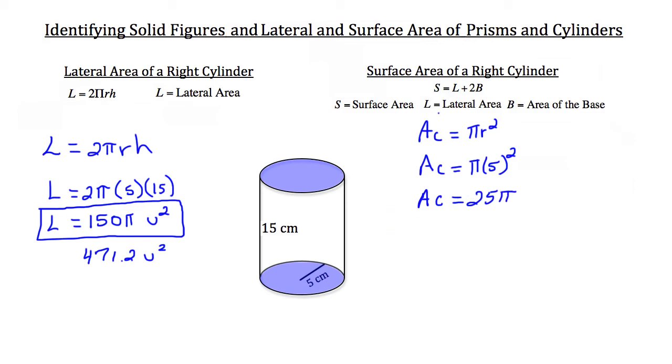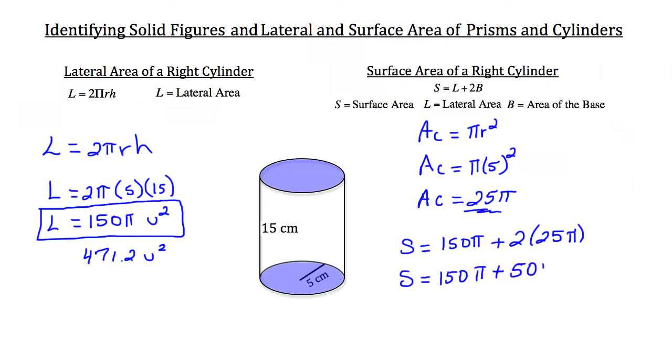So, to calculate the surface area of this right cylinder, surface area is equal to our lateral area, which is 150 pi units squared, plus 2 times the area of the base. And the area of the base was 25 pi. So we have 150 pi plus 2 times 25 pi, which is 50 pi. So the total surface area of this cylinder is equal to 200 pi.